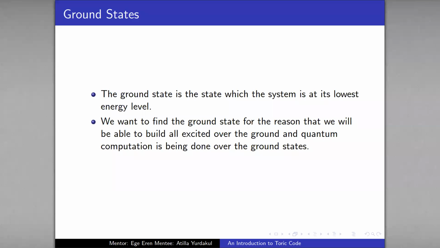Now we come to the ground state. The ground state is the state in which the system is at its lowest energy level. We want to find the ground state because we are able to build all these excited states over this ground state. And quantum computation is being done over these ground states.